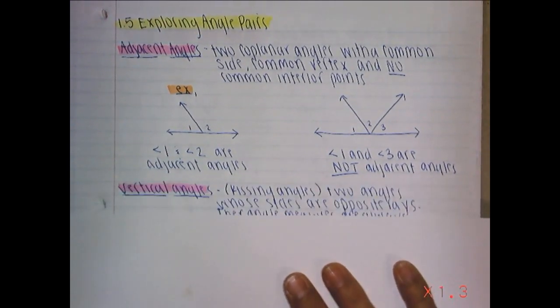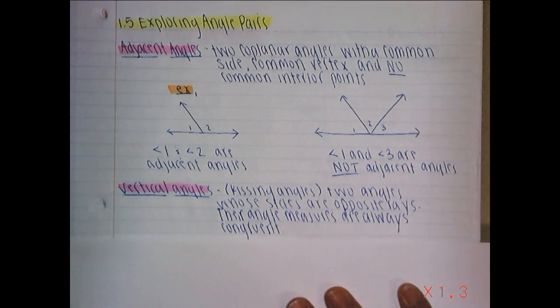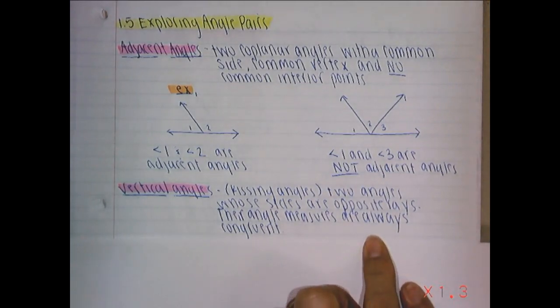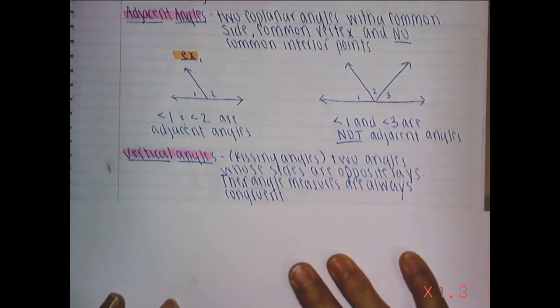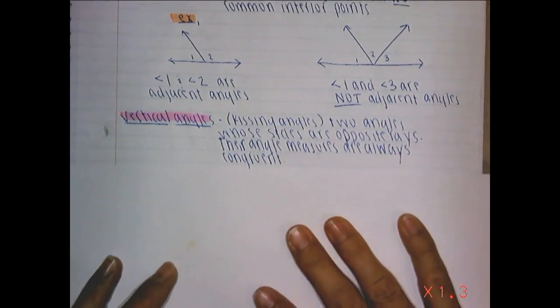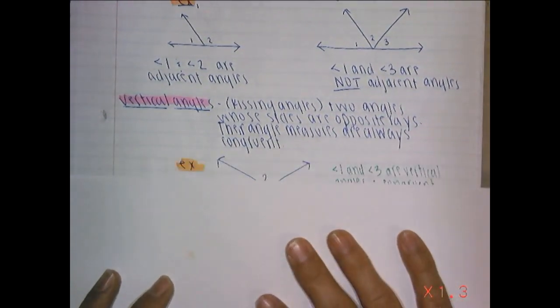Moving along, we're going to talk about vertical angles. Vertical angles I like to call kissing angles. They have sides that are opposite rays, and their angle measures are always congruent, meaning their angles are always going to be the same measure. Sometimes people have a hard time recognizing vertical angles, but hopefully we can get that remedied.